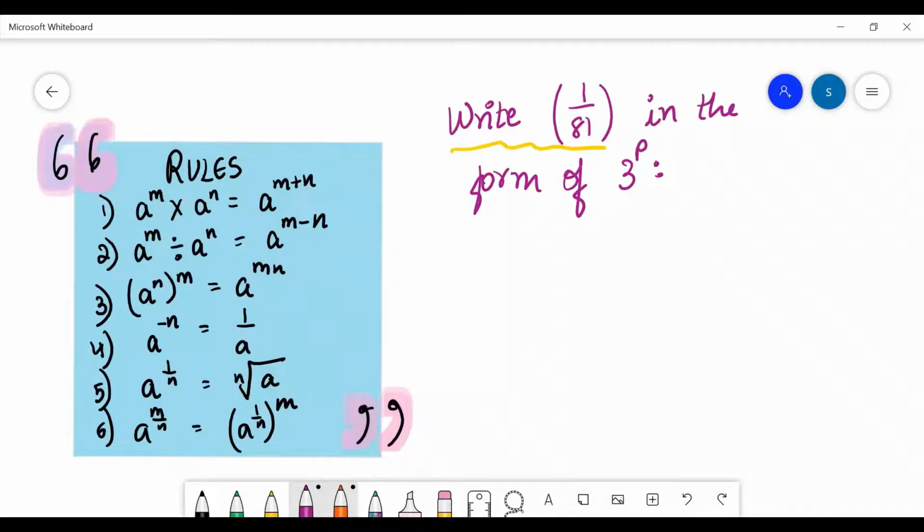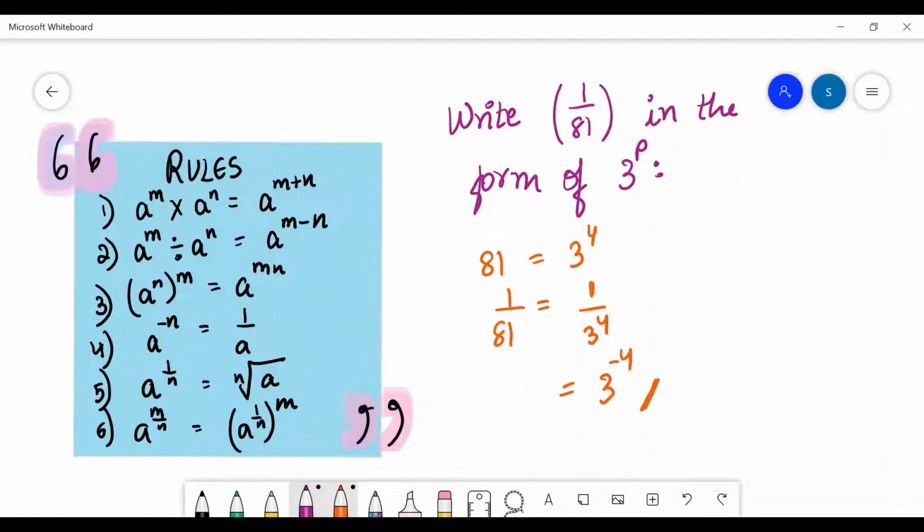Next we have: write 1 by 81 in the form of 3 power p. So first of all, let's try to write 81 in the form of 3 power something. So 81 is 3 power 4. That is, if you multiply 3 into 3 into 3 into 3, you get 81. So let me write that 81 is 3 power 4. Now this is 1 by 81, which means it is 1 by 3 power 4. Now you can keep it as it is, or if you want to take 3 power 4 into the numerator, then you'll get 3 power minus 4 as the answer.